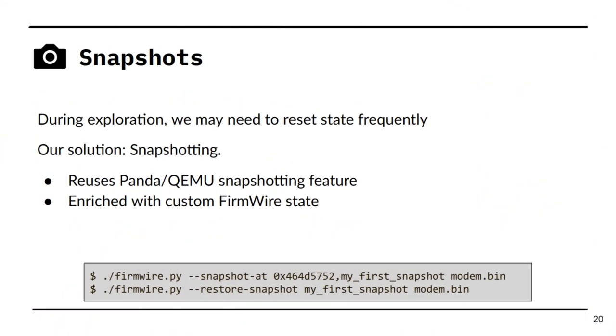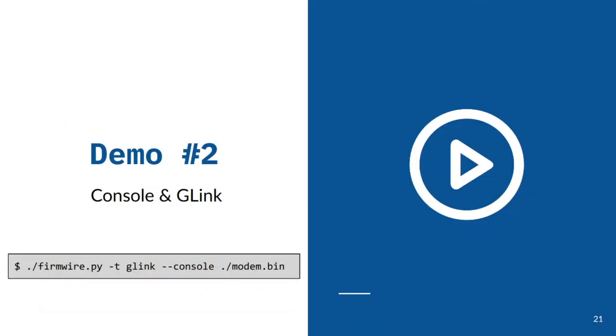Another thing that we use heavily in the next demo is that we can snapshot the whole thing at any point in time. After, let's say, the boot takes a bit, or we are looking at one specific thing, we don't want to reset the whole thing and reboot to this place every time. So we can take a snapshot. It uses the QEMU internal snapshots, and it has enrichment with the peripherals that we write, for example. If they have a specific state, we can also snapshot this, which is handy. And let's see how this looks.